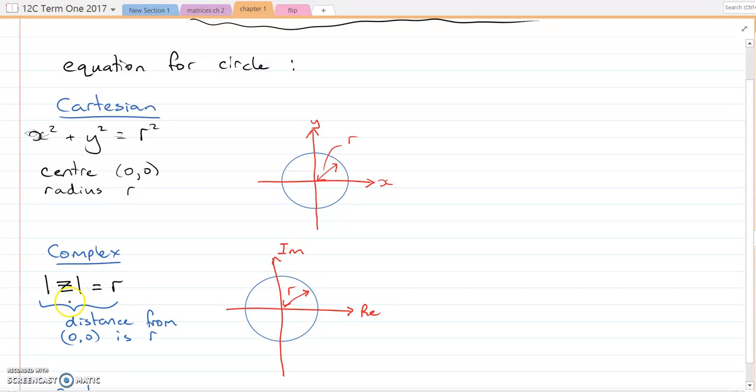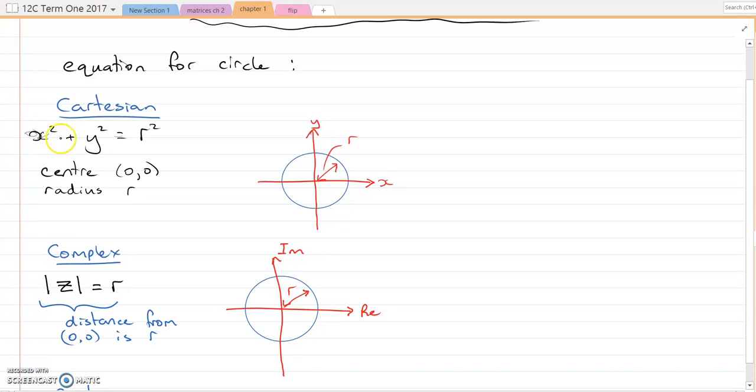Remember, magnitude and absolute value mean distance from 0, or in this case (0, 0), the origin. So this is telling us this is the set of all points that have a distance r from the origin. So all the points that are distance r, so all these points in the circle.